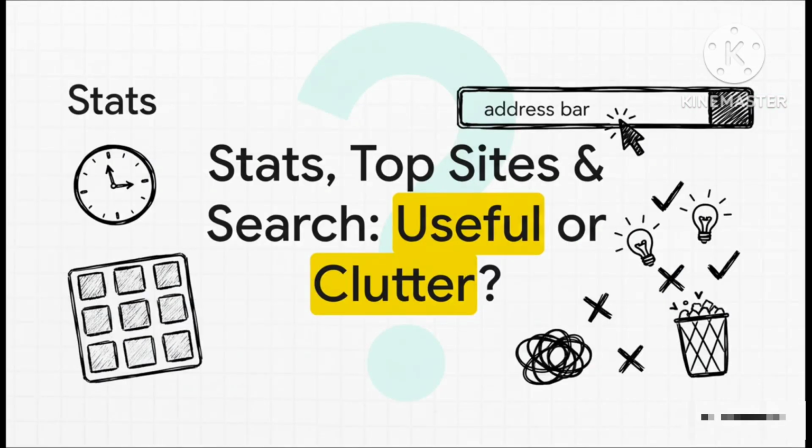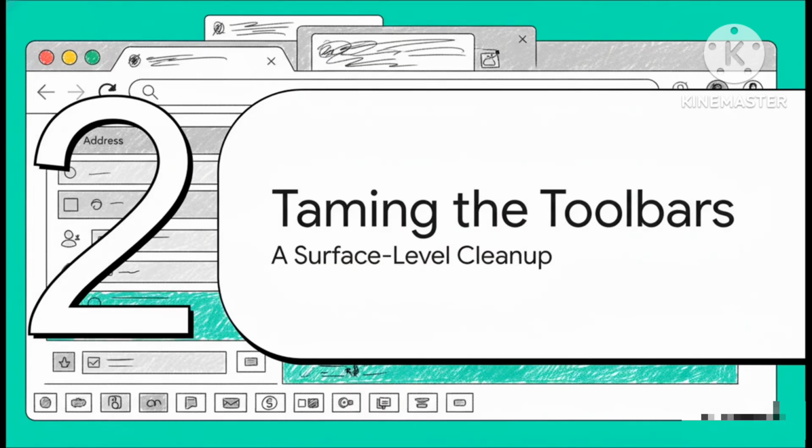Okay, so what's left? This part's really a matter of personal taste. I mean, do you actually use the Brave stats or the top sites? If you want a truly minimal look, you can turn all of this off in that same customize menu. Personally, I switch them off because I just go straight to the address bar to type whatever I need. But hey, the choice is totally yours. All right, the new tab page is looking super clean. Now let's move on to the toolbars.